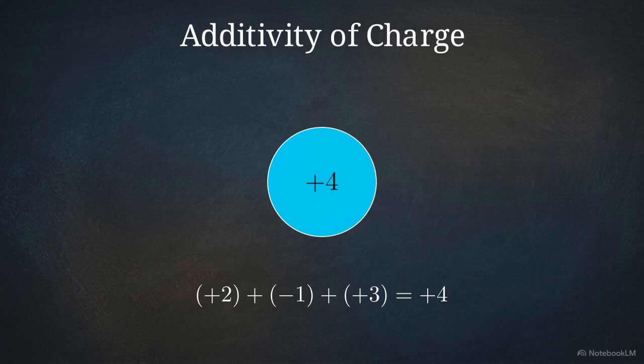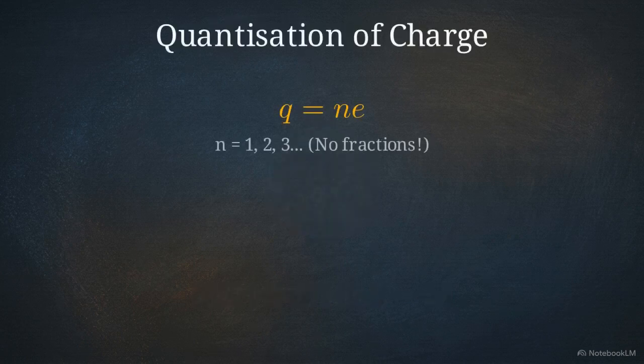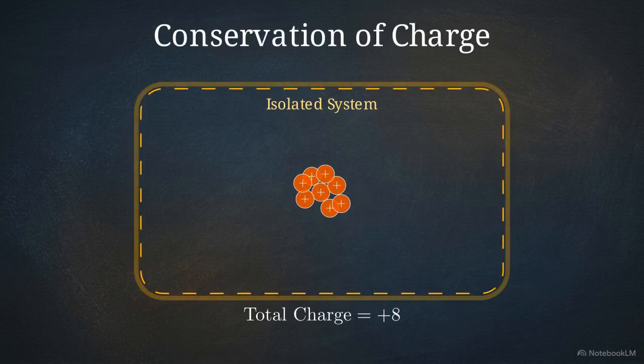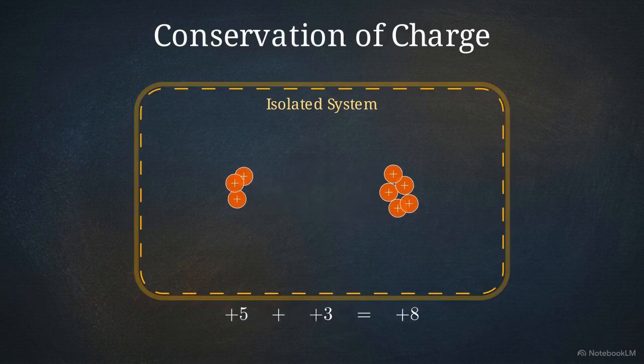conservation. Additivity treats total charge as the simple algebraic sum of all individual charges in a system, calculated exactly like real numbers. Conservation dictates that the total charge of an isolated system remains constant. Even in nuclear reactions, charges are only redistributed, never created or destroyed.